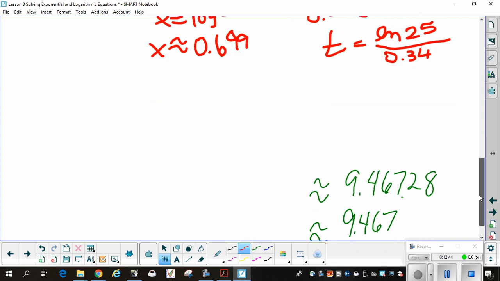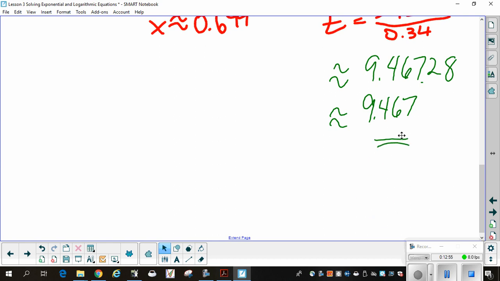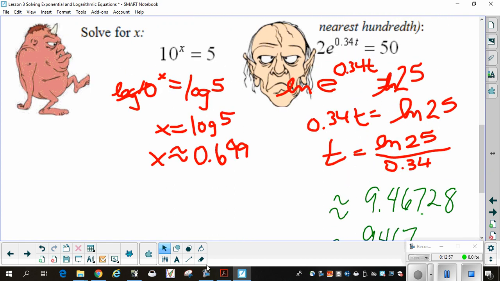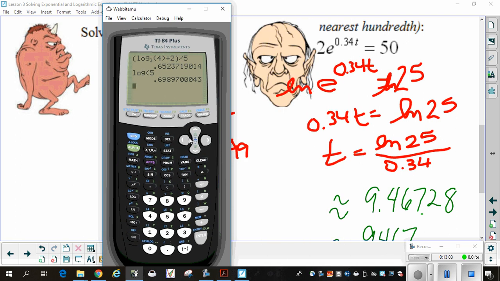Plugging that into the calculator, this is what I should get. But I'll go through the calculator because sometimes some people push the wrong buttons or don't put parentheses in the right spaces. So we have the natural log of 25, very important, close that parenthesis, divided by 0.34. Hit enter, and there's your 9, 4, 6, 7, 2, 8, on and on and on. Okay?